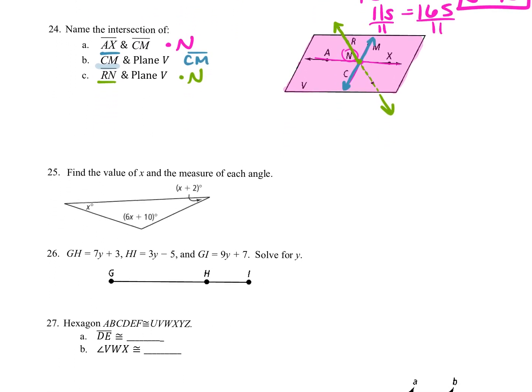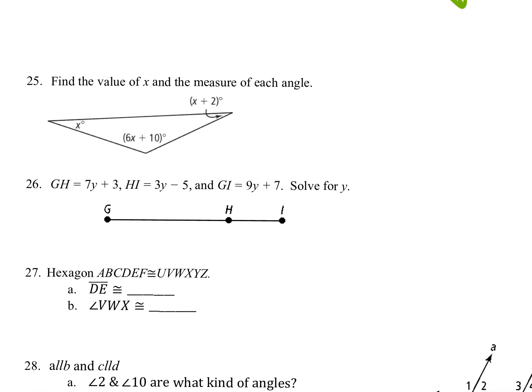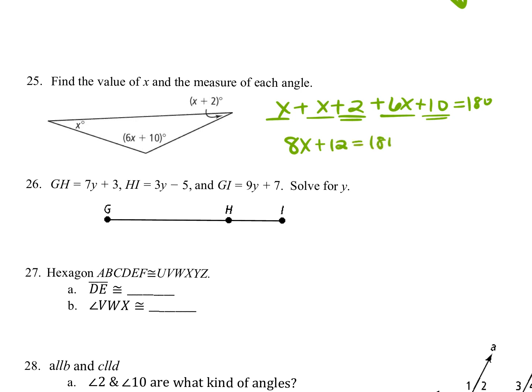All right, 25, find the value of X and the measure of each angle. So you have 3 angles and it's a triangle. The sum of the angles of a triangle is always 180. So X plus 2 plus 6X plus 10 equals 180. So that's 8X, 2 plus 10 is 12, equals 180. So take away the 12 and you get 8X equals 168. And then divide by 8. So X is 21. Okay, so that's the value of X.